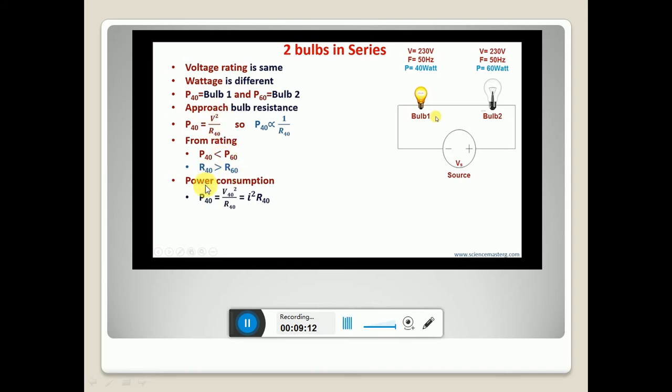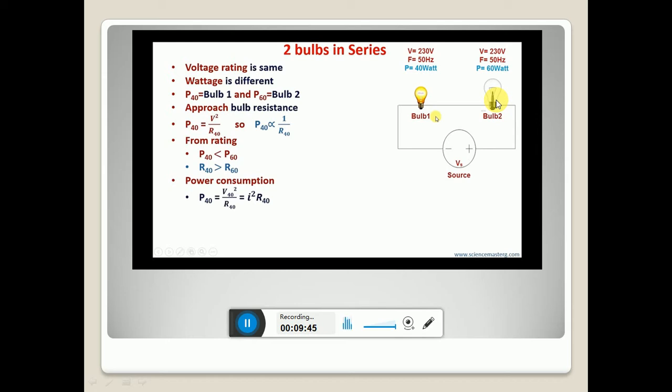So power consumed by this 40 watt bulb, I can write by using this relation V square by R, which is equal to I square into R. As the resistance of the 40 watt bulb is more, the power consumed by this 40 watt bulb is more. That's why the bulb will glow with brightness. But the resistance of the 60 watt bulb is less, so it consumes less power. So that's why the second bulb is dim.